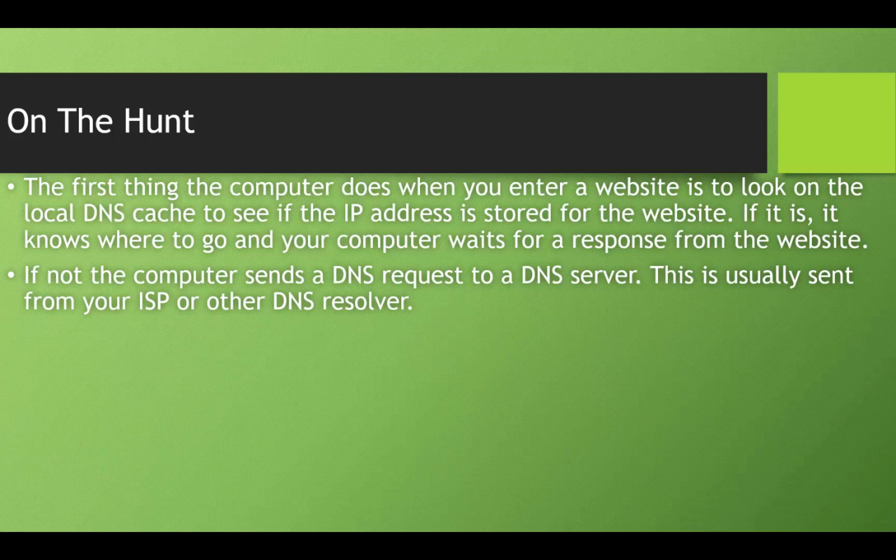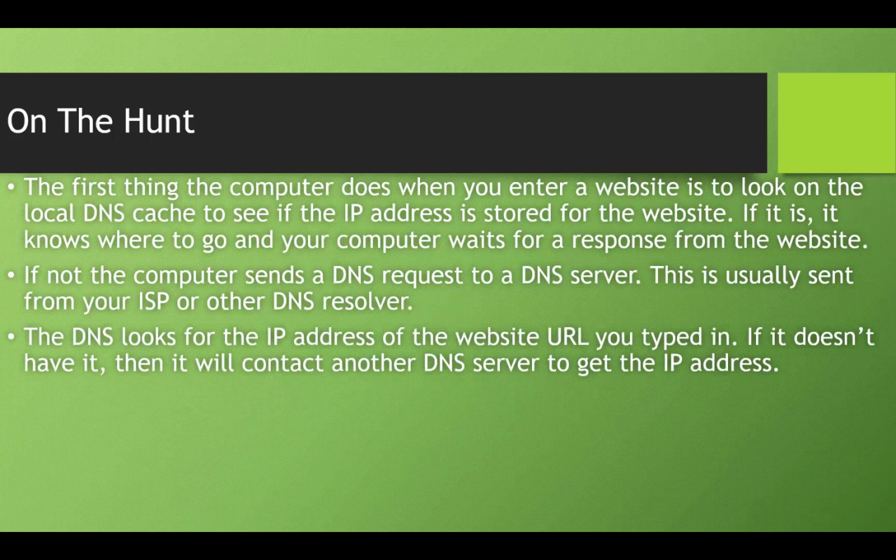Now, this is usually sent from your internet service provider or other DNS resolver. So you don't directly connect to the DNS. That's going to go through your internet service provider. Now, the DNS looks for the IP address of the website URL that you typed in. So it goes through its phone book. It's looking for the website. It says, oh, you're trying to go Google.com. I'm going to find the IP address for you.